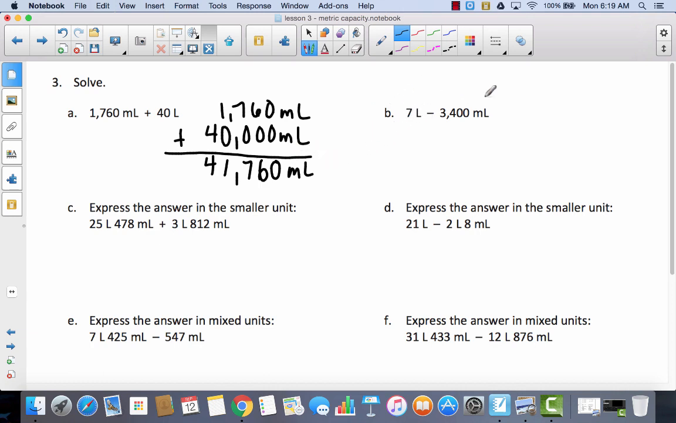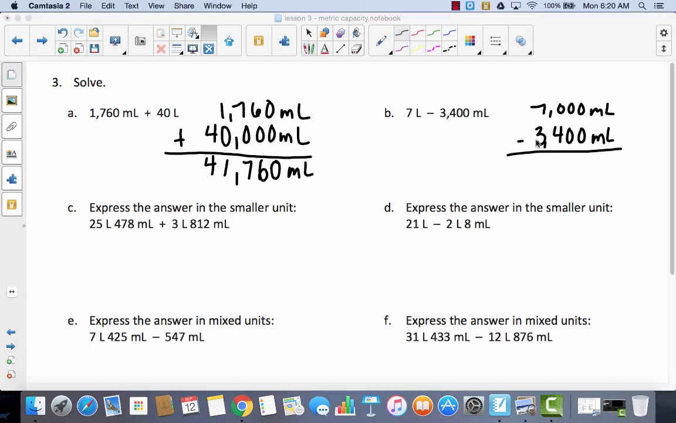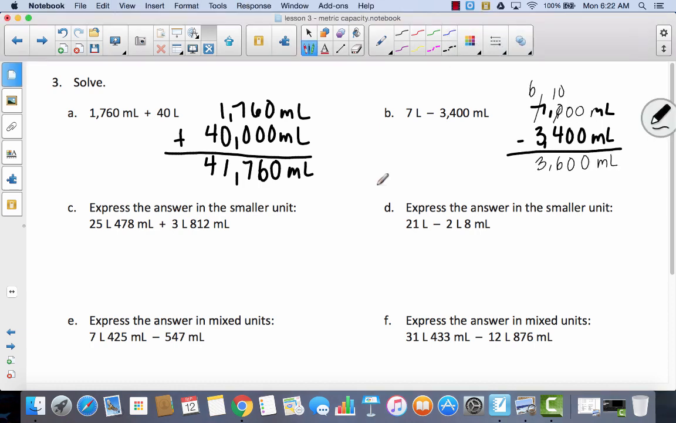For B, I'm going to use the same strategy. I'm going to take these 7 liters and I'm going to convert them to 7,000 milliliters. And I'm going to subtract 3,400 milliliters. So I'm going to use the subtraction algorithm. I want you to go ahead and subtract this problem and then let's come back and see if we get the same difference. Okay, so hopefully you got 3,600 milliliters or 3 liters, 600 milliliters.